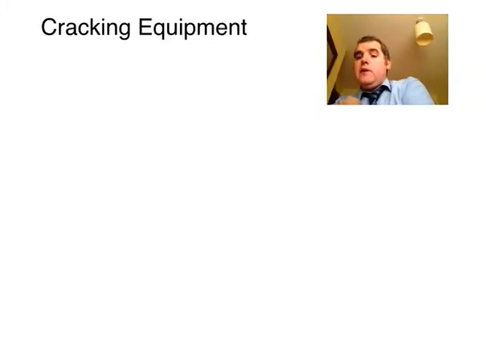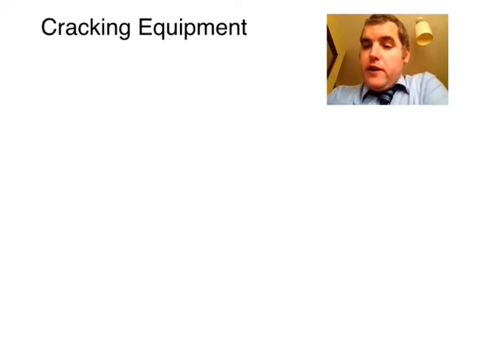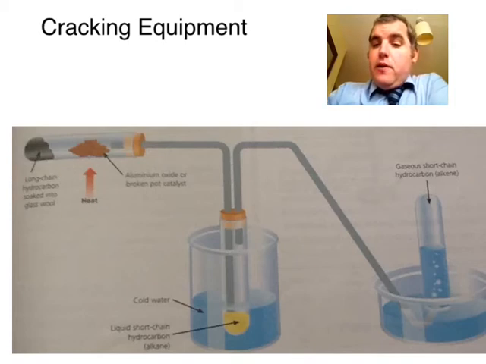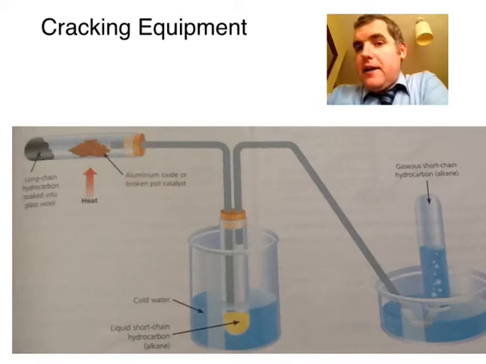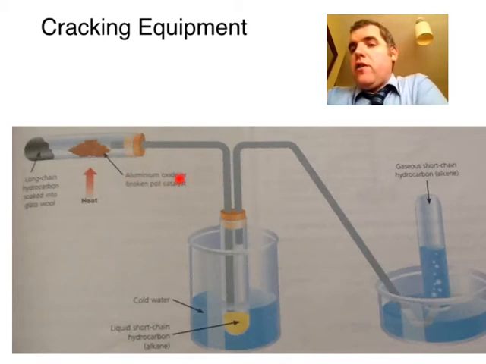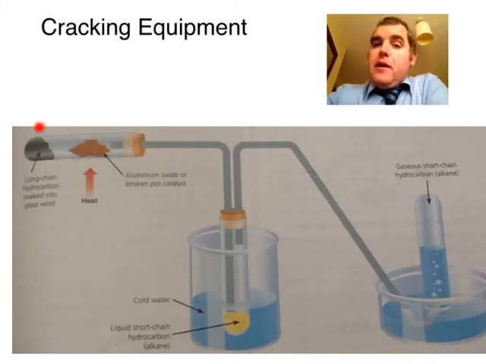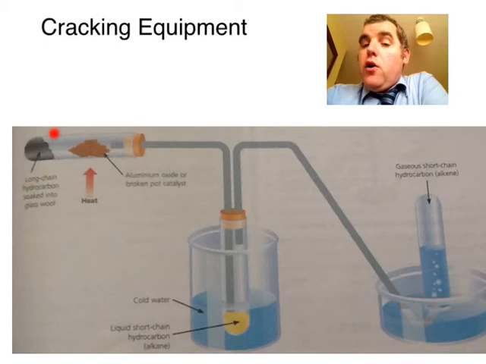Okay, so how do we set the equipment up? In industry we use a lot of big machinery, but what we'll show you here is how it's done in the lab. We have a Bunsen burner under here and we heat the catalyst. The catalyst can be aluminium oxide, or just a broken pot, which acts as a surface for the reaction to happen on. Here you can see the soaked long chained hydrocarbon that we want to break, that we want to crack. And what you do is you heat this.